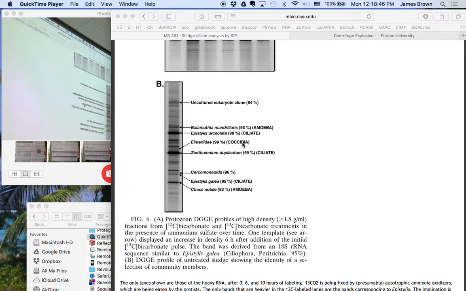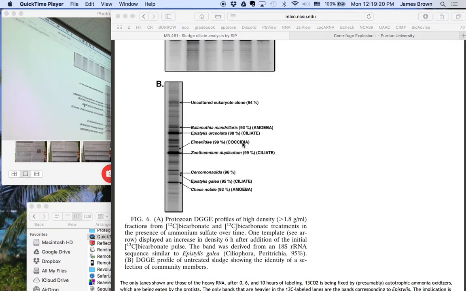So what's that going to do? You're essentially feeding the ammonia oxidizers, right? They're going to start to grow. They've got lots of energy. They're going to suck up the CO2 and the carbonate and fix it. And so you're activating the organisms you're most interested in. And then the protists are going to eat them and get labeled. And so when you do that, you end up with a series of bands that are labeled: chaos, epistylus, circomonas, etc., and really a lot of stuff.